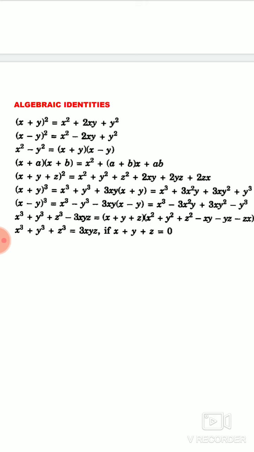Means as the first identity, (x + y) whole square is equal to what? x² + 2xy + y². It means if two terms are there in a bracket and its whole square is there, then for opening it, in place of x you have to put the first term which is given, and in place of y the second term which is given, in these identities to open the particular bracket. And similarly, for factorizing also, we can use these identities in the reverse order.